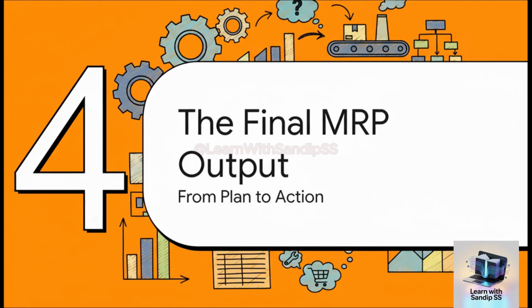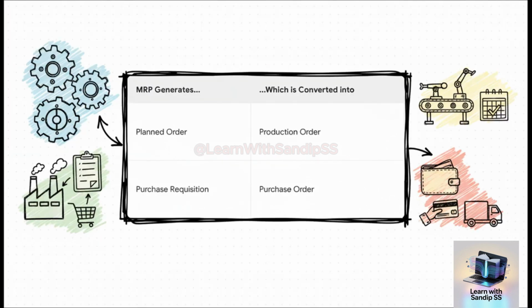Okay, we have followed the entire logic, from checking what we need, to calculating how much, to figuring out where to get it and when. Now, let's get to the whole point of this and look at the tangible, actionable results that come out of the entire MRP run. This right here is the payoff. The entire MRP run generates two main types of proposals. For the stuff we make, it creates something called a planned order. For the stuff we buy, it creates a purchase requisition.